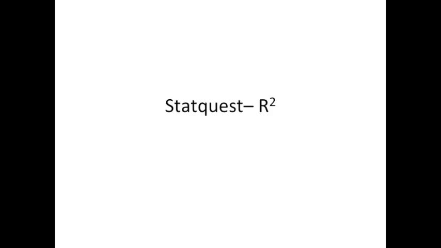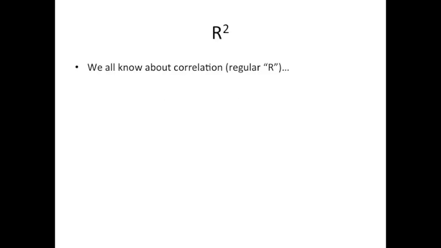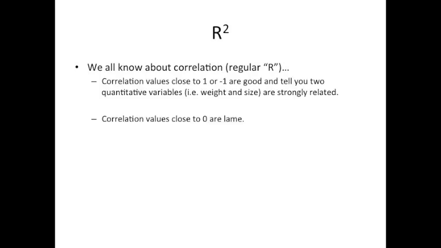In this video, we're going to talk about R squared. R squared is a metric of correlation that is easy to compute and intuitive to interpret. Most of us are already familiar with correlation and the standard metric of it, plain old R. Correlation values that are close to 1 or -1 are good and tell you that two quantitative variables, for example weight and size, are strongly related. Correlation values close to 0 are lame.